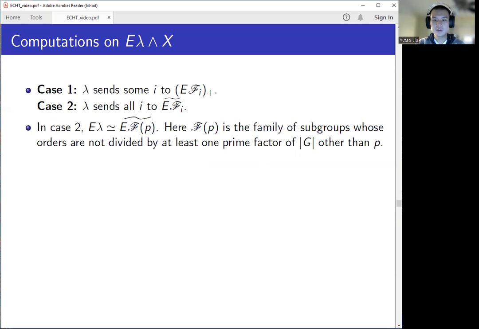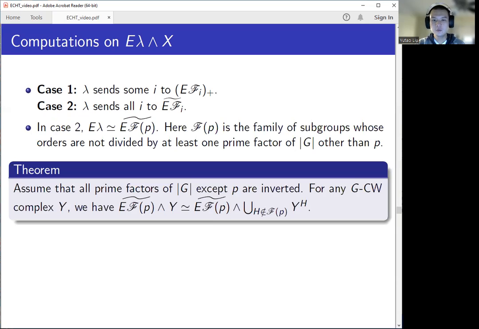For case 2, we can express E lambda as tilde EF for some special family F. So we can use the properties of its fixed point subspaces to greatly reduce the types of G cells. To be precise, all G cells with isotropy groups inside FP will be eliminated.